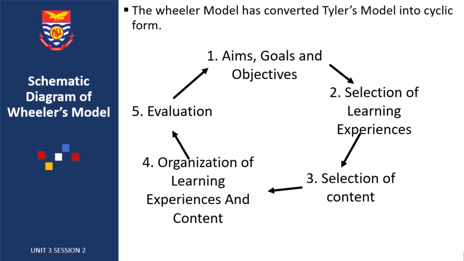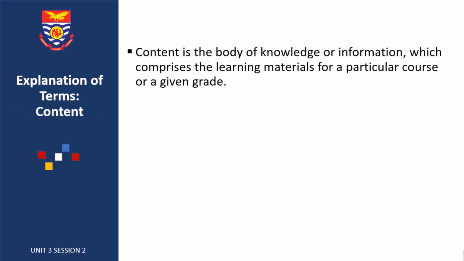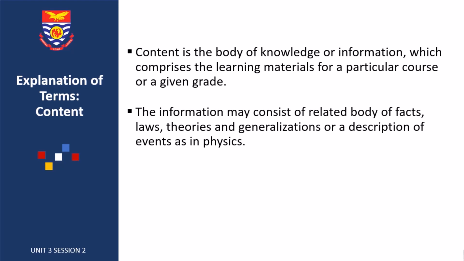So the next thing we'll be looking at is the various terms that have been used by Wheeler in his model. And the first term is content. And what Wheeler means by content is that content is the body of knowledge or the information. And here it comprises the learning materials for a particular course or a given grade. And the information may consist of a related body of facts, laws, theories, and generalizations or descriptions of events as in physics. That is the content.